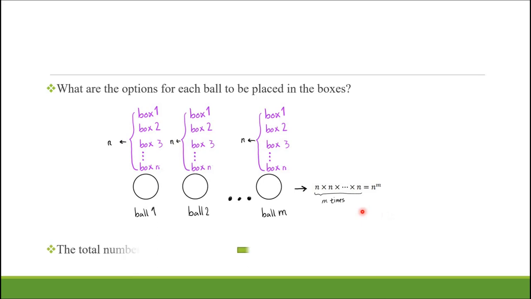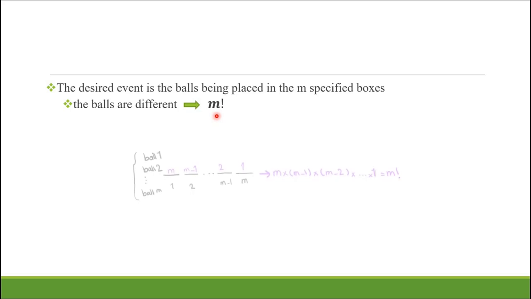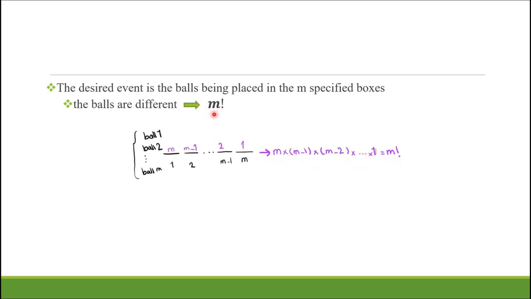So the total number of possible cases to place different balls into n boxes without any limitation on the number of balls that can be placed in each box is n to the power of m. Our desired event is the balls being placed in the m specified boxes. And since the balls are different, as I explained in part A, the number of our desired cases is m factorial. We can use this picture to remember how we came to this conclusion.